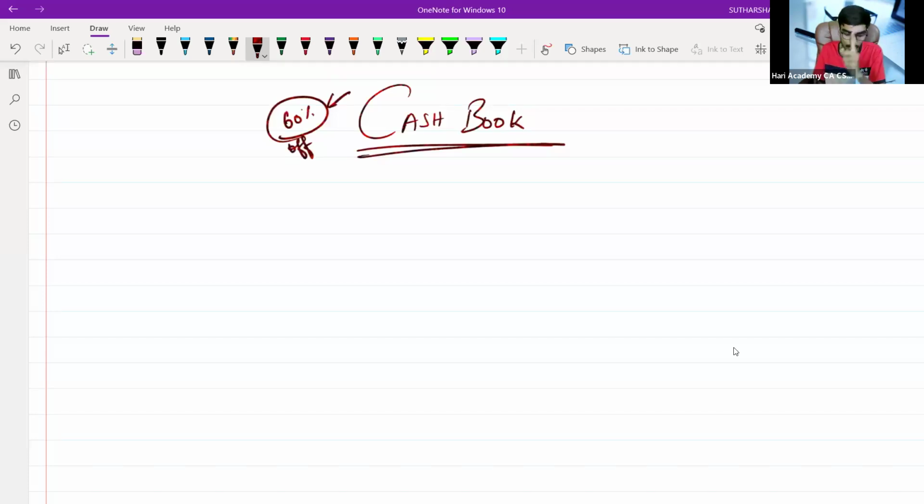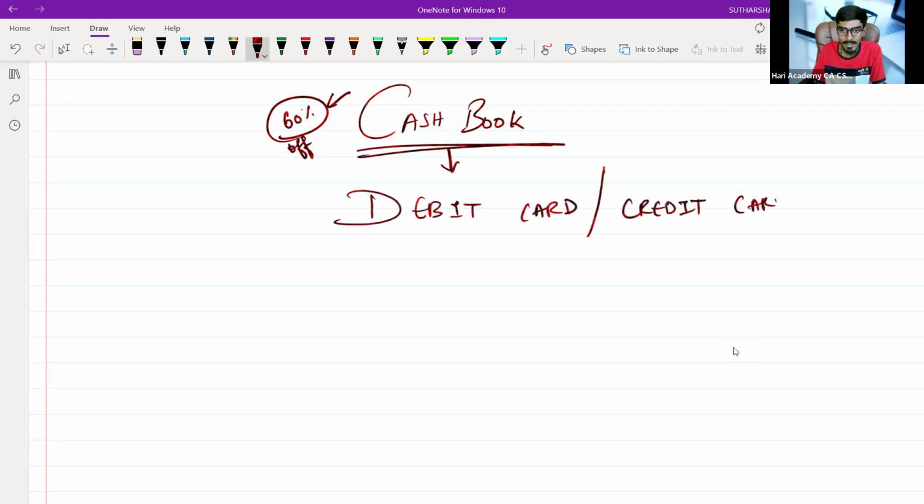Now, here the most important thing in a cash book, in a modern day transaction, is debit card and credit card transactions. Many of them have seen a check related transaction. That is the traditional way of giving a check. Now, I have a facility, a benefit, a concession, an easy way to get my cash. That is what debit card and credit card transactions are.